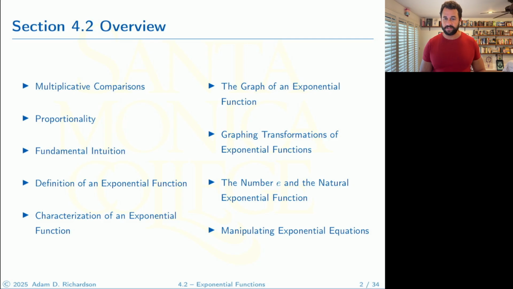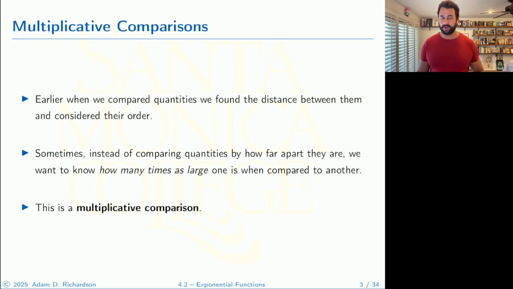All right, so let's talk about multiplicative comparisons for a minute. Earlier in the course, when we were comparing quantities, we would find the distance between them and we would consider their order, which one came earlier on in the real number line, right? So sometimes instead of comparing quantities by how far apart they are, we want to know how many times as large one is than the other. So that's what's called a multiplicative comparison, looking at how many times something is as large as another thing. So you're comparing how they scale together.